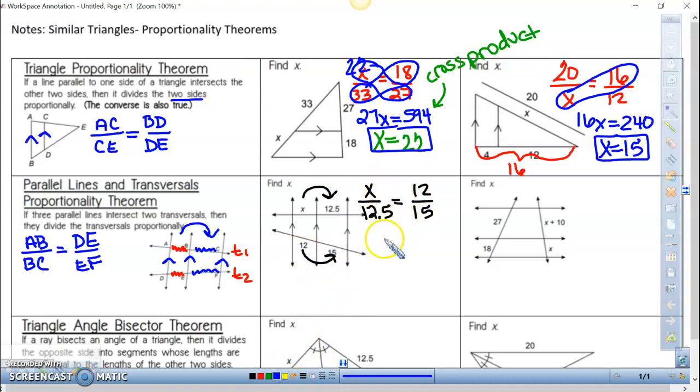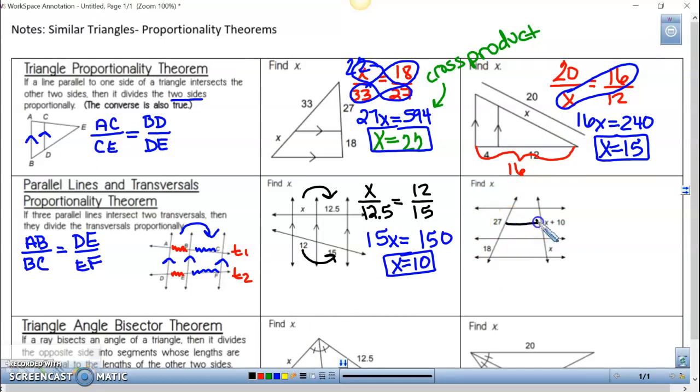So you always want to check your cross products. 15x is equal to 12 times 12.5, that gives me 150. x is 10. Is that reasonable? Yes. All right.